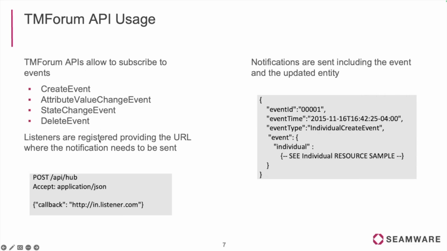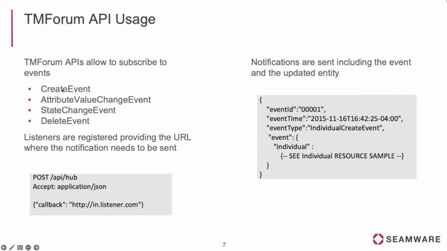The process to subscribe to this is quite straightforward. All the TM Forum APIs are defined in this endpoint, which is the API hub, where with a post request, you can register a callback. Here in the callback, you are going to put an HTTP URL where your listener should be listening, taking into account that you also need to put the path and this kind of stuff. This should be an absolute URL.